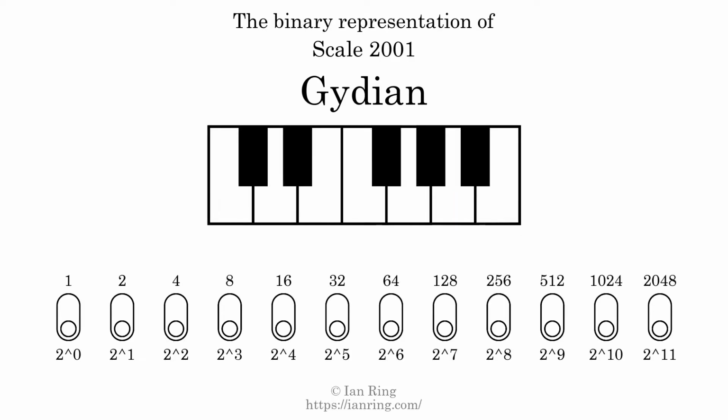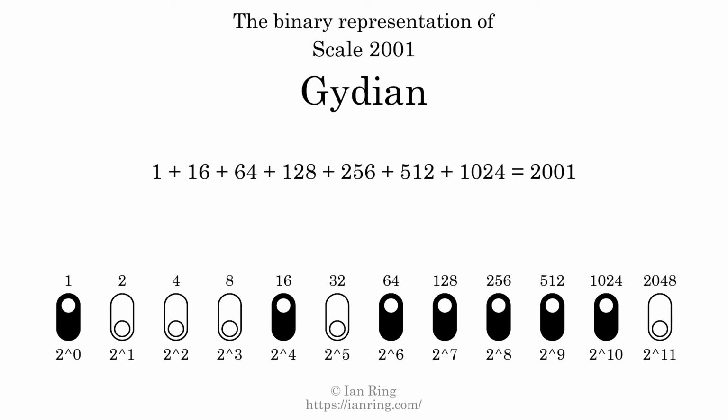The binary representation of this scale is determined by mapping tones of the scale to binary digits. Each binary digit represents a power of 2. To get the scale number, we add the powers of 2 together. The powers of 2 that are present in the scale, all added together, equals 2001. That is why the scale number, in decimal, is 2001.